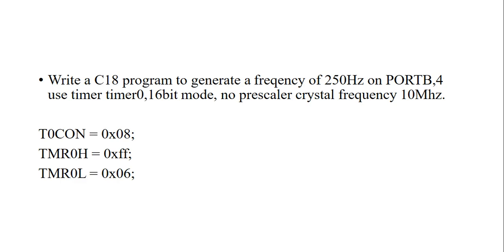One example I have given: write a C18 program to generate a frequency of 250 Hz on port B. That means we have to toggle this bit with 250 Hz using timer 0, 16-bit mode, no prescaler, crystal frequency 100 MHz. I have already calculated this value. You can also calculate it with the reference.